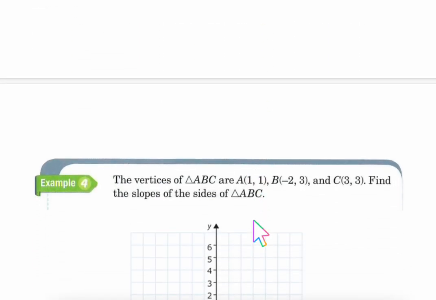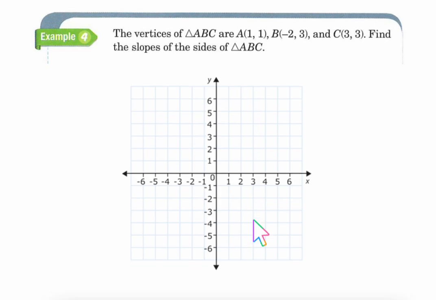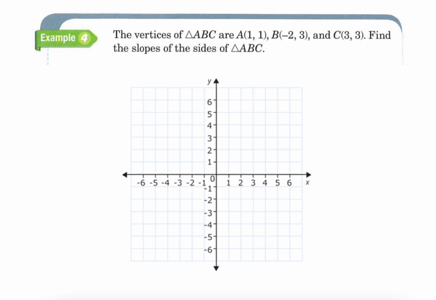All right, let's work on a couple of examples from our book. Here's example 4 from your book. It says the vertices of triangle ABC are those points given. Find the slopes of the sides of triangle ABC. All right, so we first got to plot them, and then you have to find the slopes for each of the sides. Go ahead and pause the video and try it on your own first.